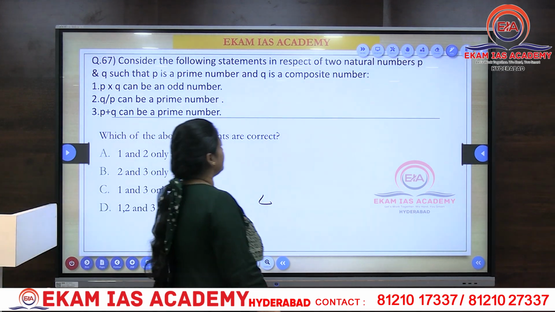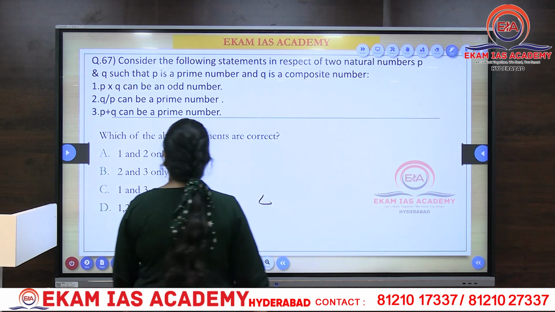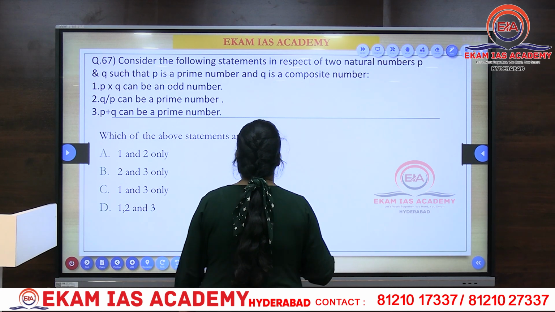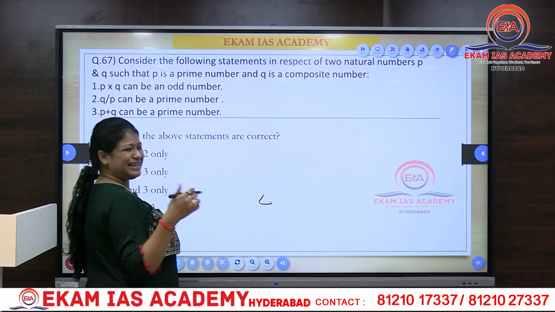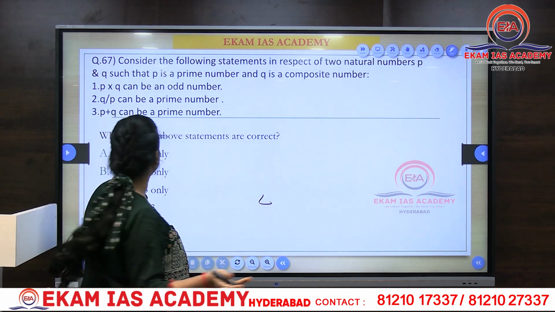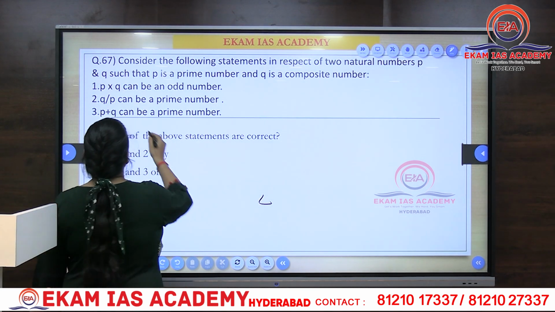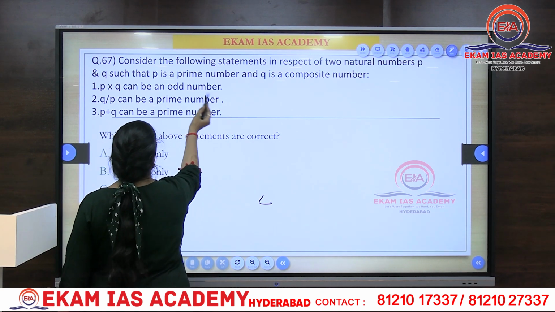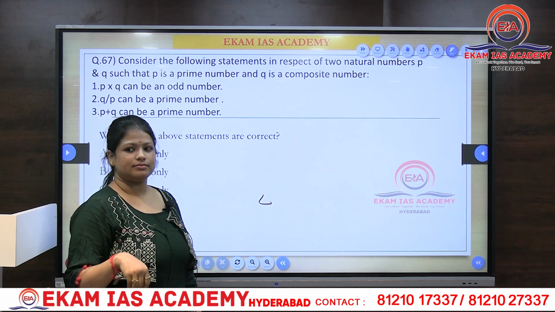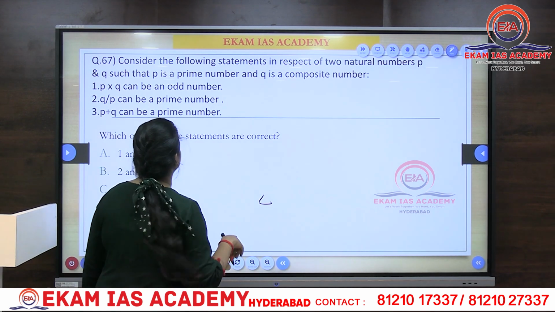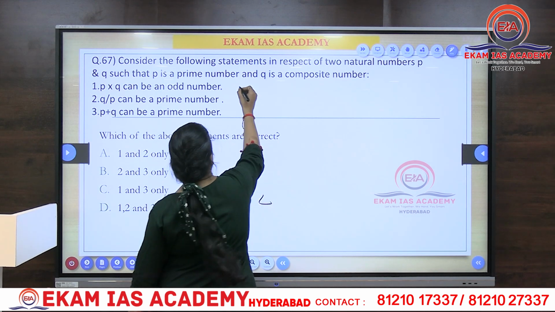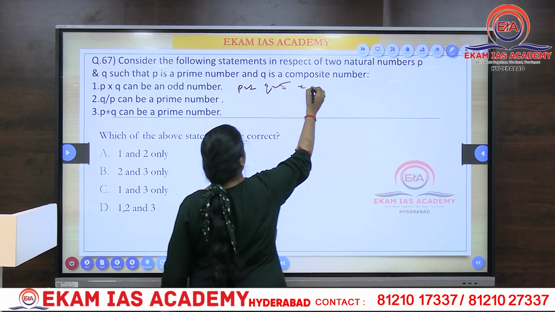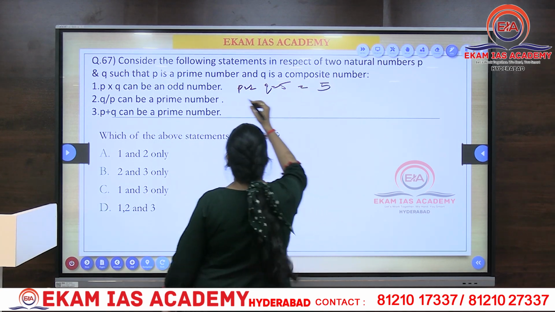Consider the following statements in respect of two natural numbers P and Q such that P is a prime number and Q is a composite number. So take any prime number and any composite number. For statement 1, P into Q can be an odd number. I take P equal to 1, Q equal to 5. So it would be 5, an odd number.